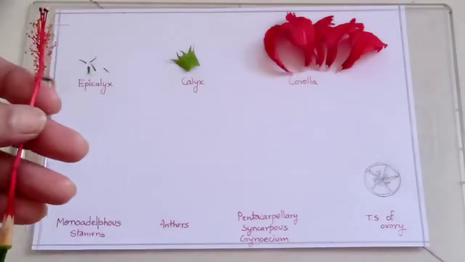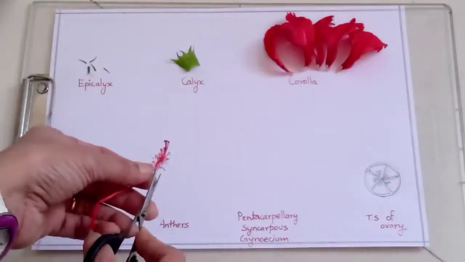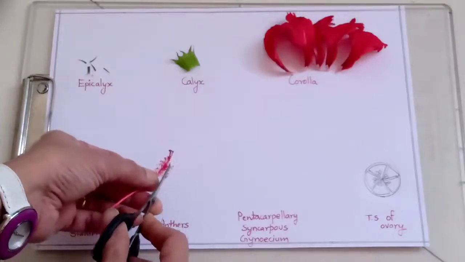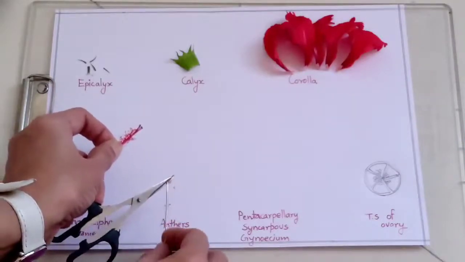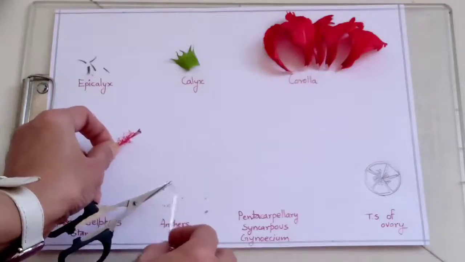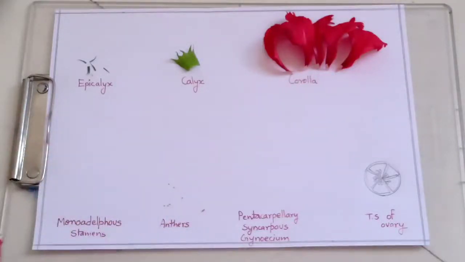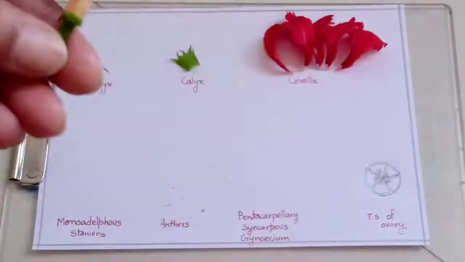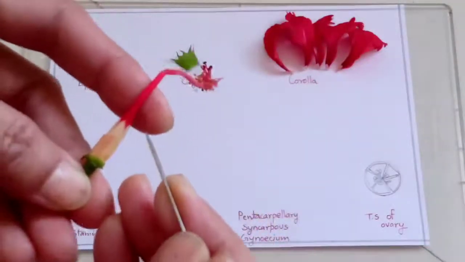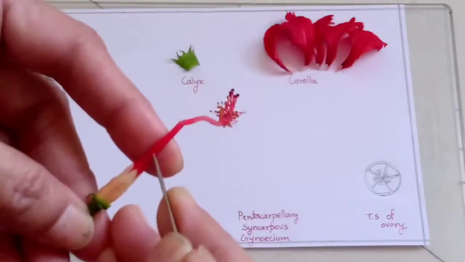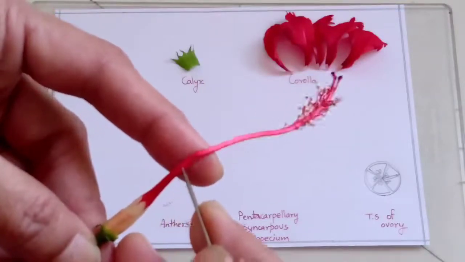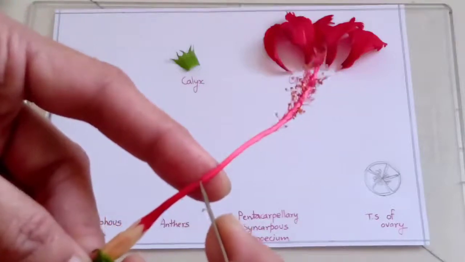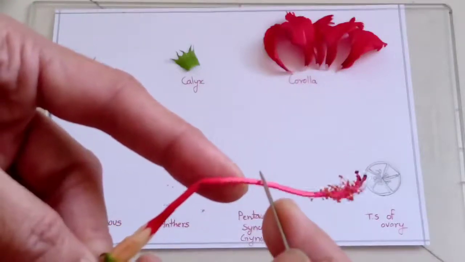Fine. So first of all we will remove the anthers and keep them here. With the help of scissors you can remove a few anthers and keep them on this page where you have written anthers. Fine. In this way. Now, we will separate the staminal tube. How will we separate the staminal tube? First of all, with the help of a needle, we will make one slit on this tube, and from top to bottom we will take it like this. We will separate this. Fine.